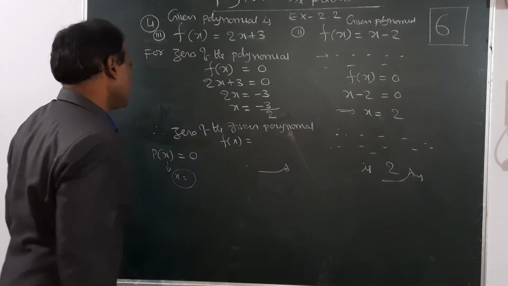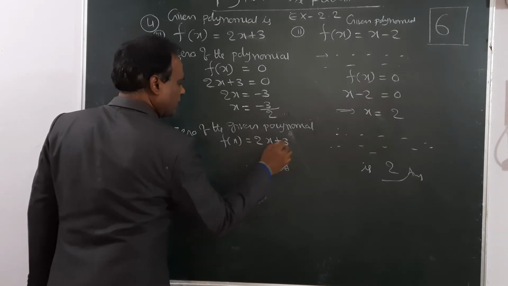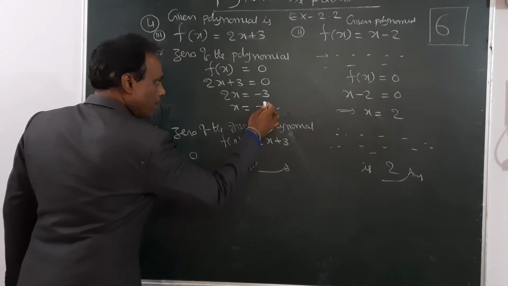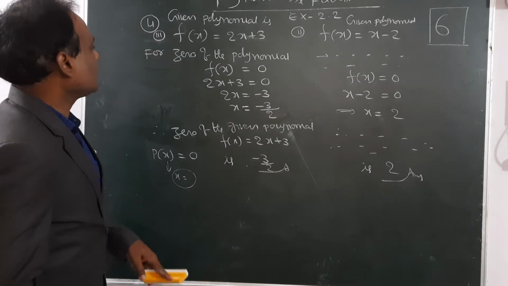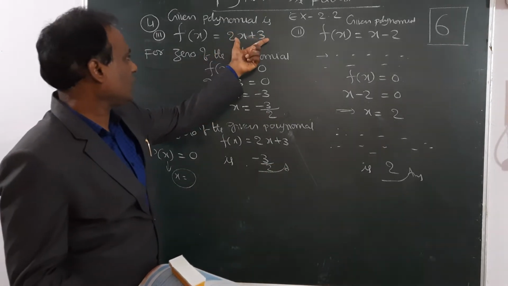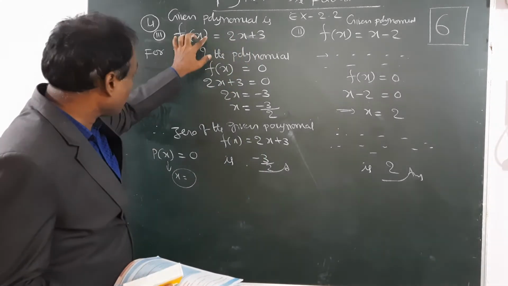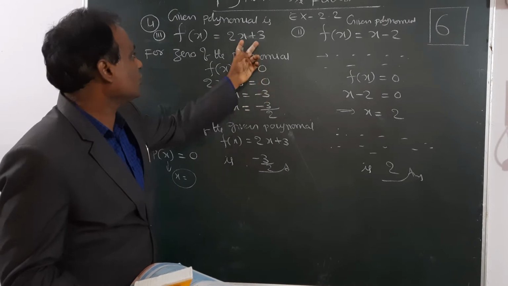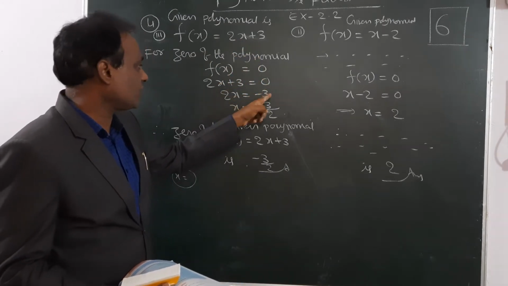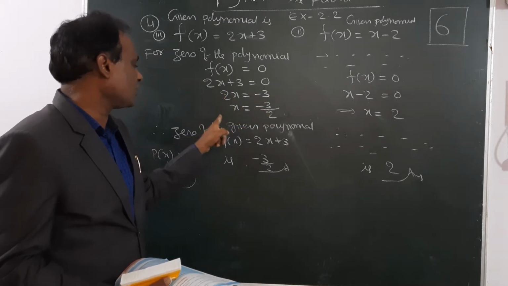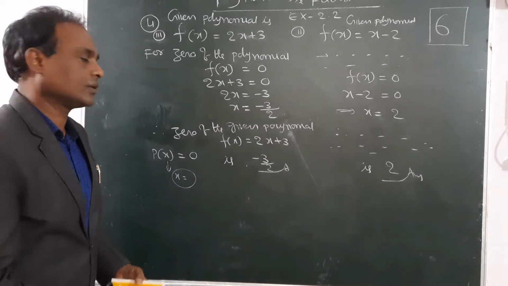Once again you can write the statement: zero of the given polynomial f(x) is equal to 2x plus 3 is minus 3 by 2. So this is the given polynomial 2x plus 3. Zero of the polynomial means this polynomial should become 0. So this 2x plus 3 should become 0. Find the x value. Plus 3 to the right side becomes minus 3, and 2 is in multiplication, so it will become the denominator on the right side. So minus 3 by 2 is the answer.